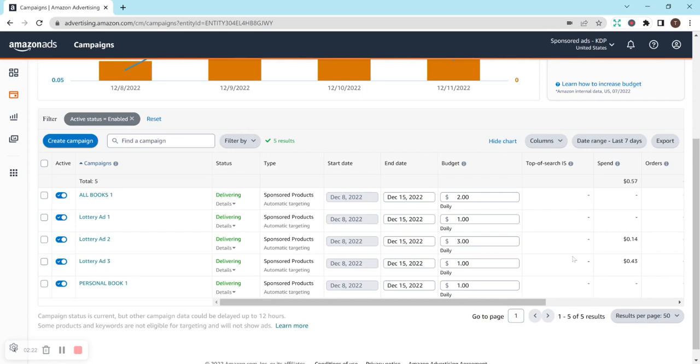So lottery ad 3, I actually looked into it a little bit more. I'm not going to go into it in this video because then it'll show all the books I have in there. Except for 1 click, all of the money spent is from 1 book. This 1 book has had 3 or 4 clicks and absolutely no sales. So I'm debating shutting that off. It just might be a book that gets clicks but doesn't actually convert and get sales, and I don't want to keep spending money on a book like that.